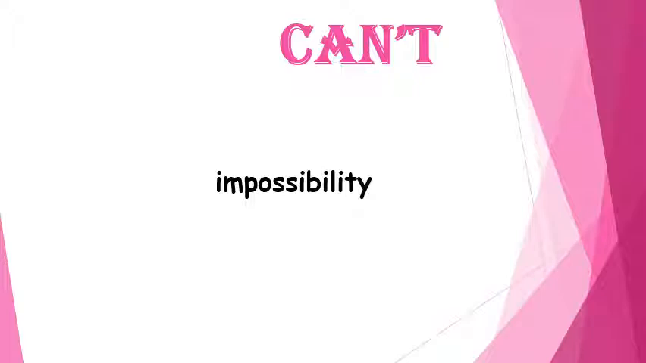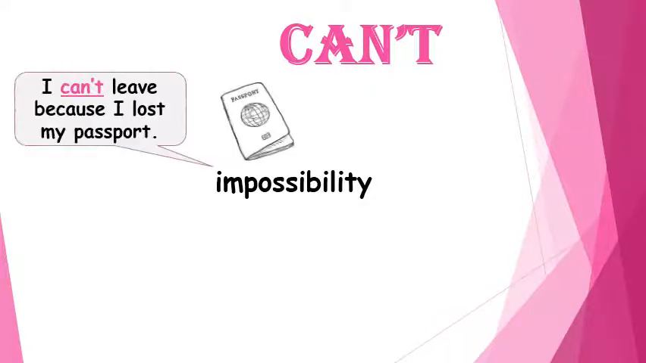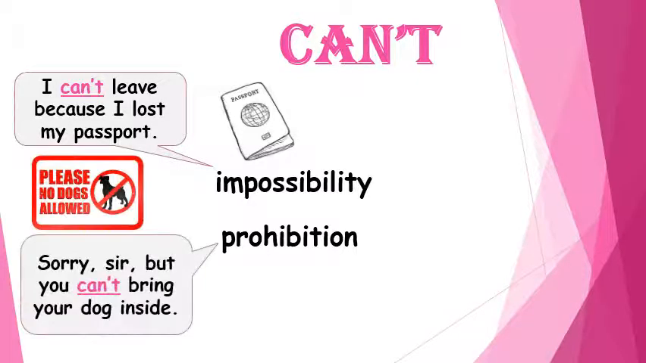Can't can be used to express impossibility. I can't leave because I lost my passport. Is it possible for me to leave Morocco? No, it's not possible. Why? Because I don't have my passport. I lost it. I don't know when. So now it's impossible for me to leave. Can't plus bare infinitive about the present is expressing impossibility. It can also express prohibition, as we saw with mustn't. Mustn't and can't can express prohibition.